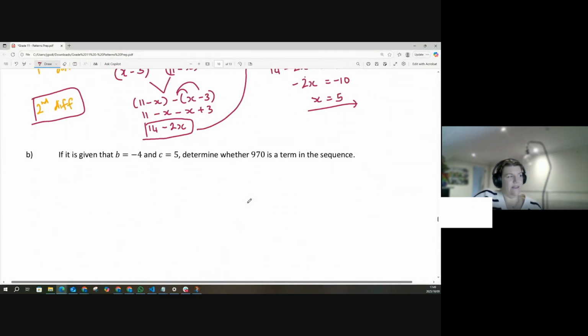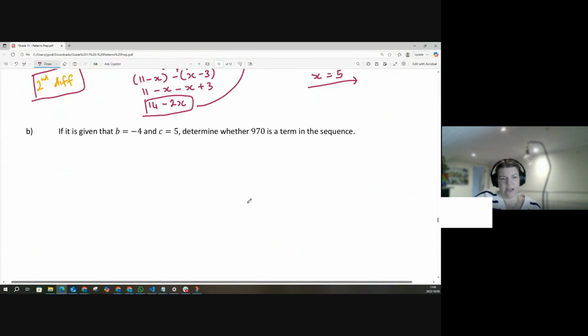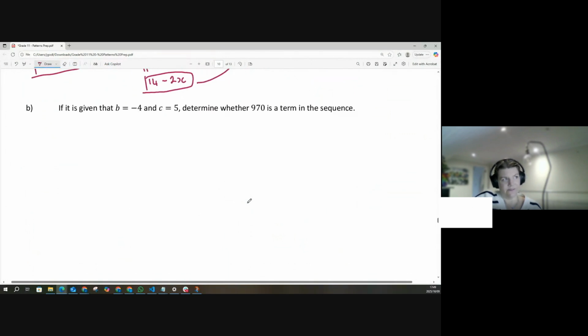Okay. If it is given that b is equal to negative 4 and c is equal to 5, determine whether 970 is a term in the sequence. So your general term would look like this. We know a is 2, b is negative 4, and c is 5. And we want to know whether 970 is a term in the sequence. My hint to you in this question is that the quadratic formula will be your friend.